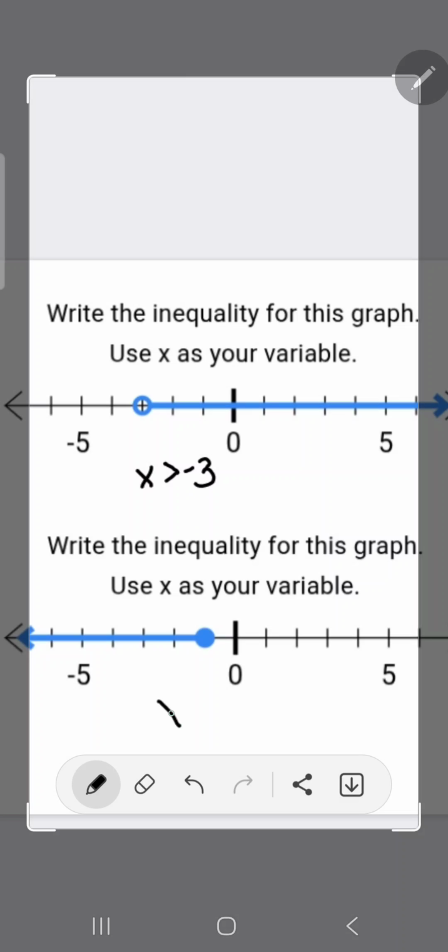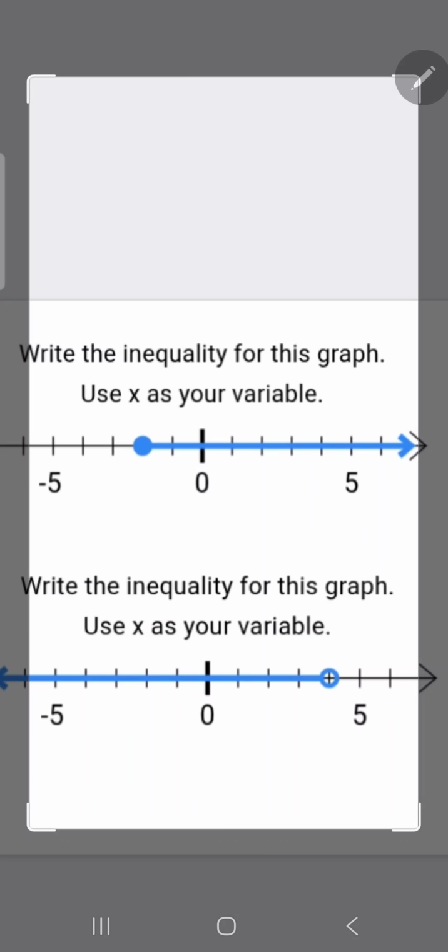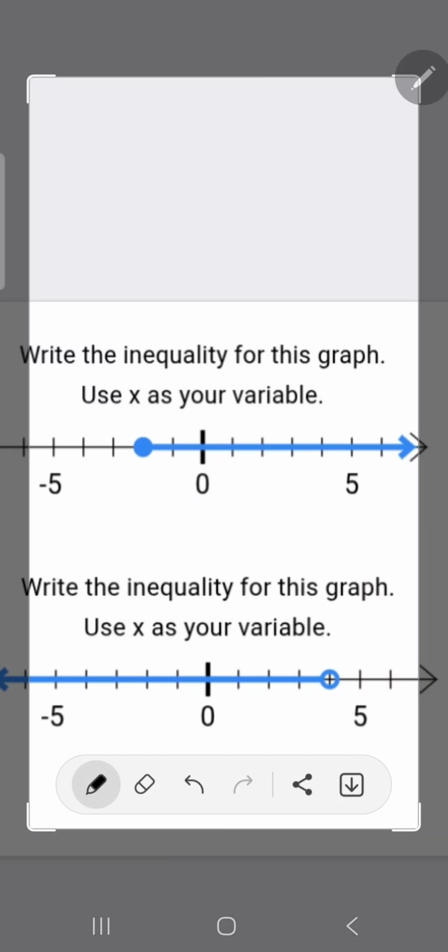The next one, start with the x. The graph is going left, so you're going to point the arrow left. It's a filled-in circle, so we will have an equal sign, and it's on -1. So x is less than or equal to -1. In this last graph, we start with x. The graph is going right, point the arrow right. Filled-in circle, so we put an equal sign, and it's on -2. And we read that as x is greater than or equal to -2.